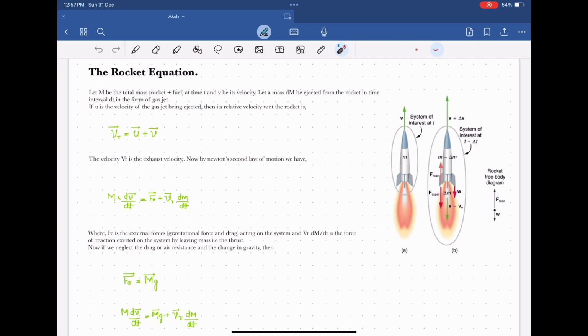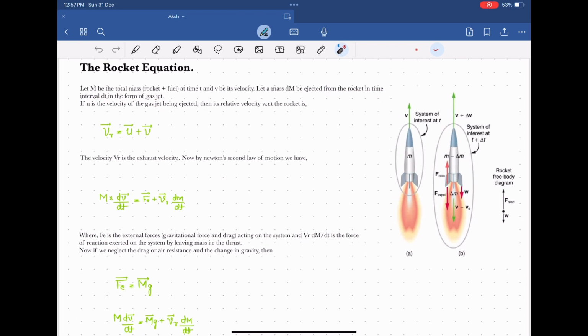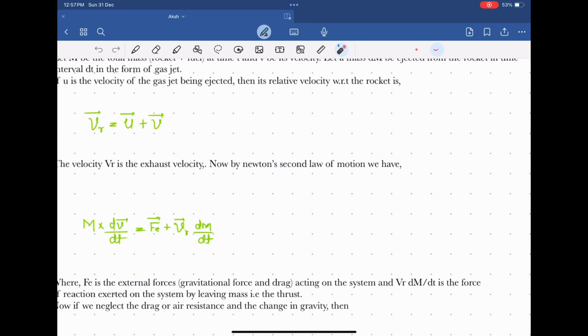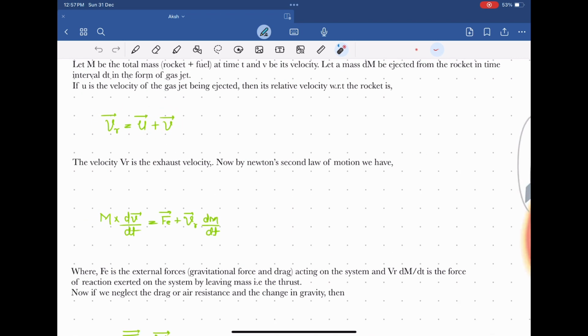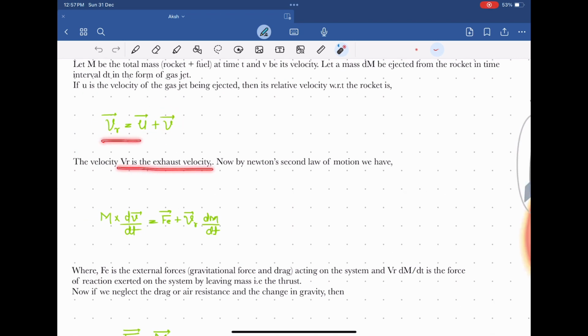To derive the rocket equation, let m be the total mass, that is the rocket plus the fuel, at time t, and v be its velocity. Let a mass dm be ejected from the rocket in time interval dt in the form of a gas jet. If u is the velocity of the gas jet being ejected, then its relative velocity with respect to the rocket would be vr, where u is the velocity of the gas jet and v is the velocity of the rocket. Here velocity vr is the exhaust velocity.